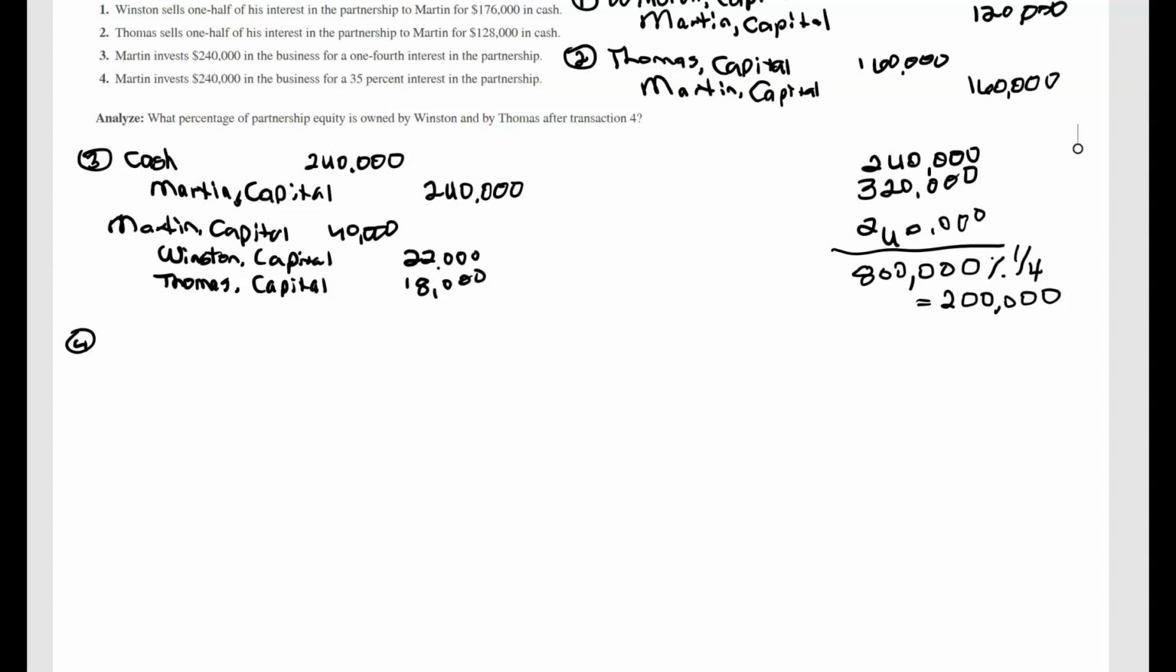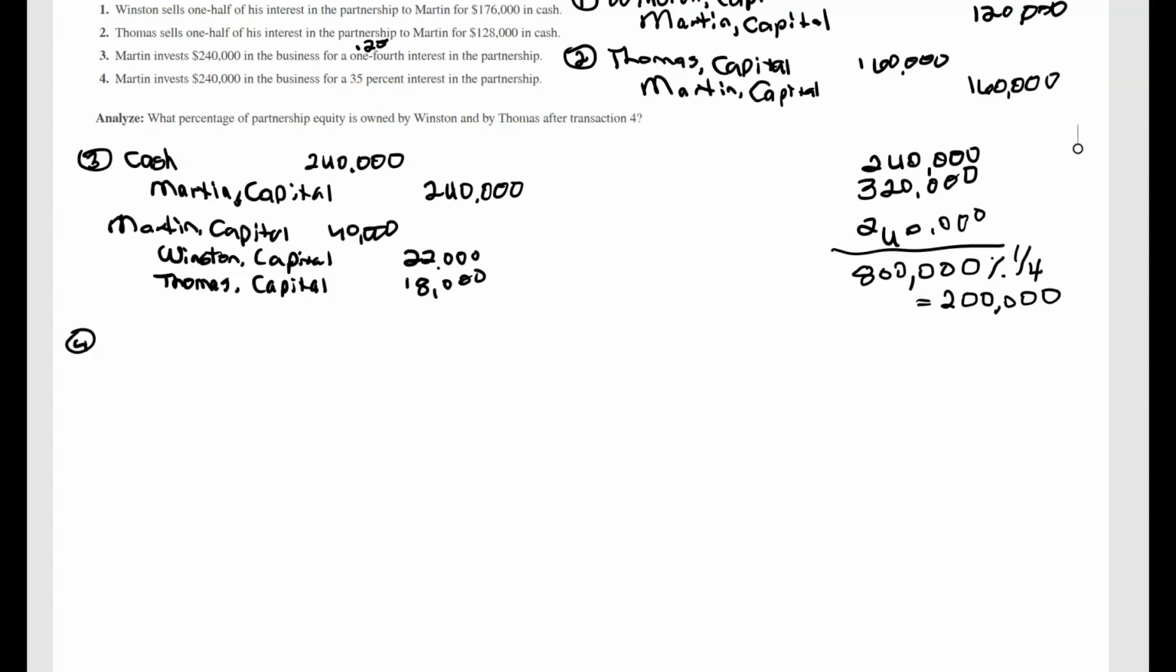Okay, now for the last one. Martin invests $240,000, same thing, but this time instead of getting 1/4, which is actually 25%, he's getting 35%. So now he's getting more percent of the partnership than in problem 3. And increasing it by 10% changes the scenario. Instead of the other 2 partners being paid the bonus, those original 2 partners are paying Martin the bonus.